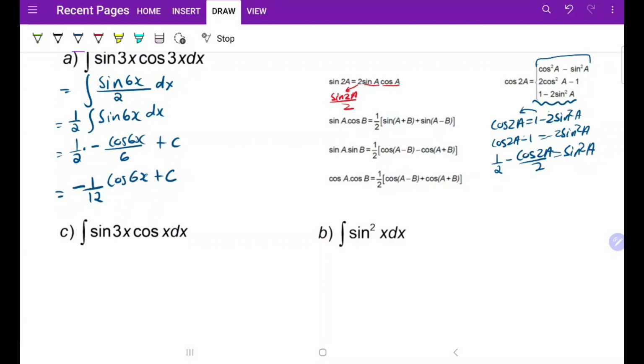So us being able to manipulate that identity will help us solve this one. What this means is that wherever we find sine squared x, we can now simply replace it with 1 over 2 the cos of 2x, and then we can go dx.